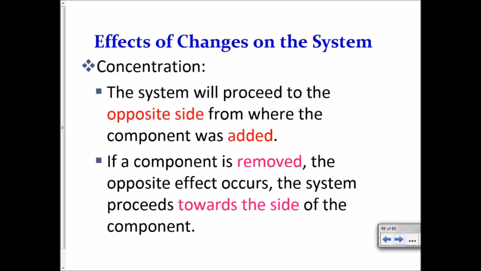Changes of concentration. The system will proceed to the opposite side from where the component was added. So if you add something to an equilibrium system, it's going to go the other direction. Generally, if a component is removed, say we remove a product, well, it's going to realize that product is now missing, and it's going to try to make more of that product. So if you remove something, it's going to shift to the side that you removed it from in order to replace it.